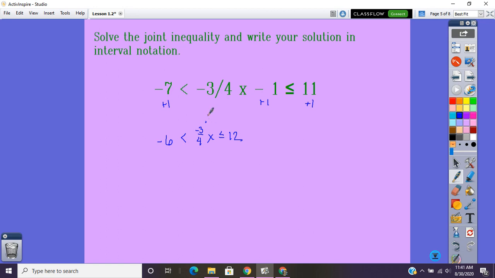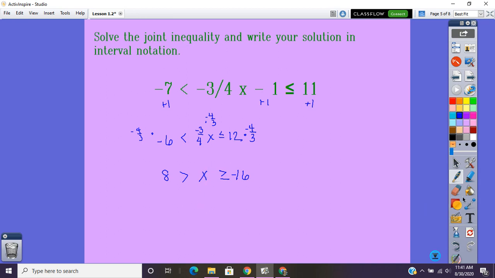My next step would be to multiply by the reciprocal, but when I do that, remember I have to do that everywhere. And it's a negative, which means all of my inequalities here are flipping the other direction. So negative 4/3 times negative 6, we know it's going to be positive, and it's going to be a positive 8. And then here we've got a negative 16, because a positive times a negative, and then x is in the middle.